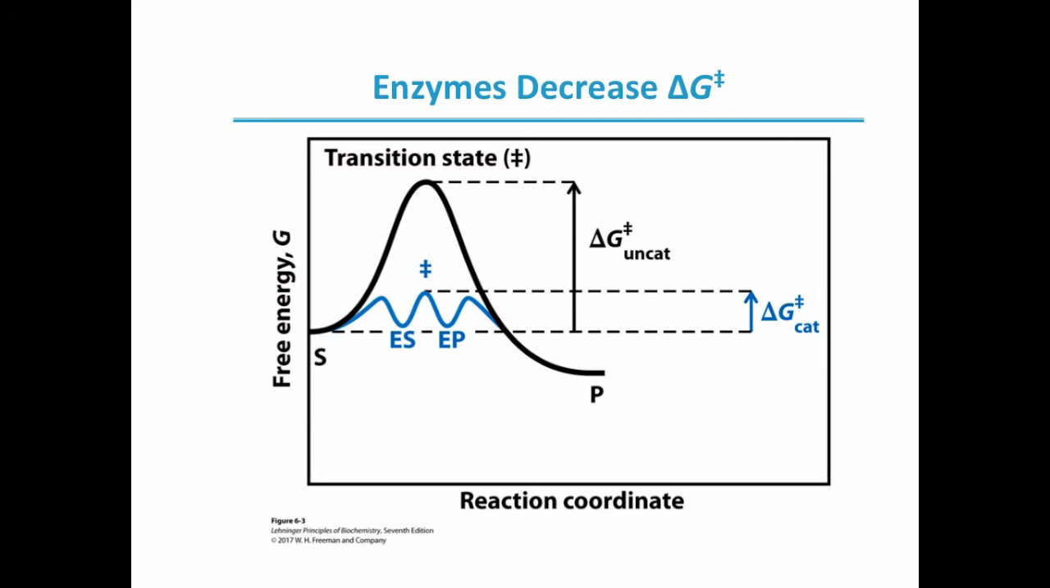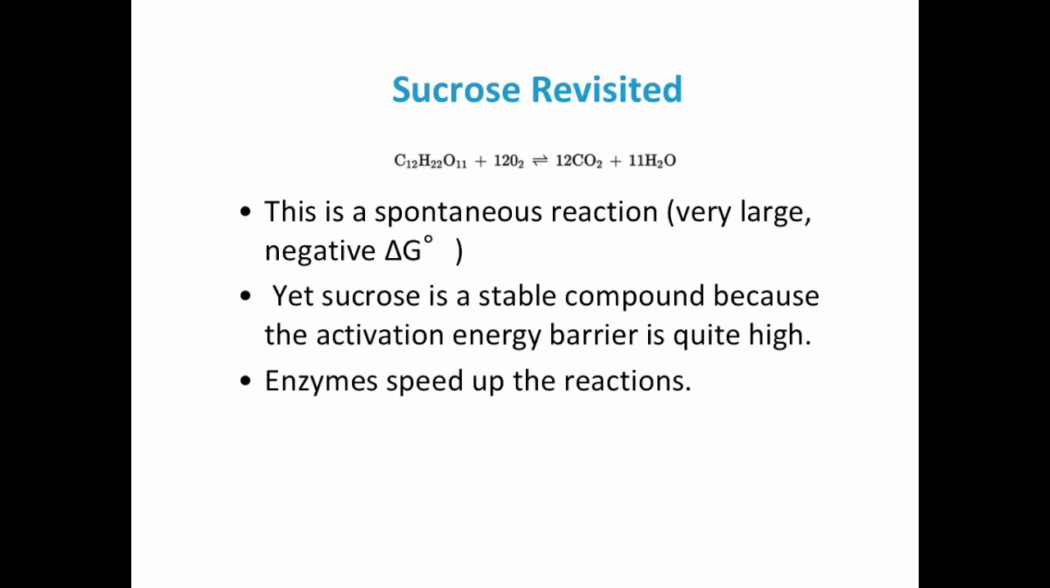So here we have in the black line the uncatalyzed reaction, and in the blue line the catalyzed reaction. So we have two intermediates that are formed, the enzyme bound with the substrate and the enzyme bound with the product, called ES and EP. These intermediates occupy valleys in the reaction diagram. The overall activation energy is lowered in the catalyzed reaction versus the uncatalyzed reaction, which results in the reaction occurring much quicker. Now let's think about sucrose again. Here is the reaction written out for the oxidation of sucrose.